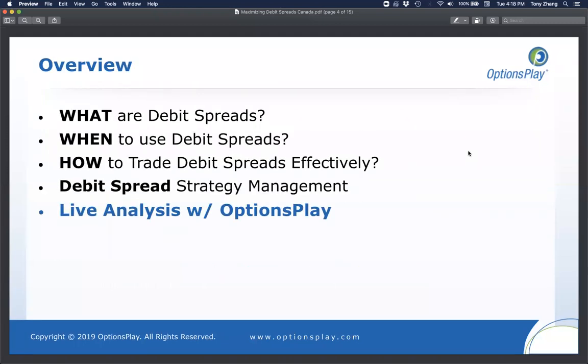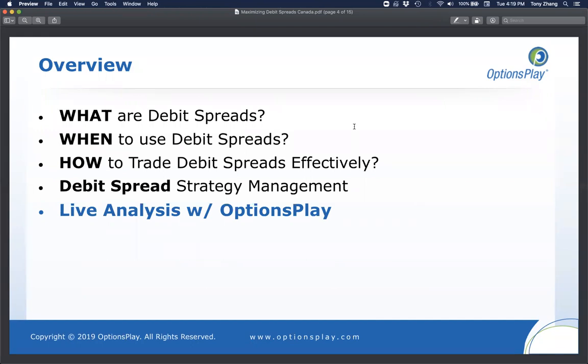We're going to go over, first of all, what are debit spreads so that everyone understands what they are. We'll then cover when should you actually utilize the strategy, and then more importantly, how do you actually trade the strategy efficiently, and how do you manage these positions once you're in them. And then, like I said, lastly, we'll go over Options Play and show you as many examples as possible.